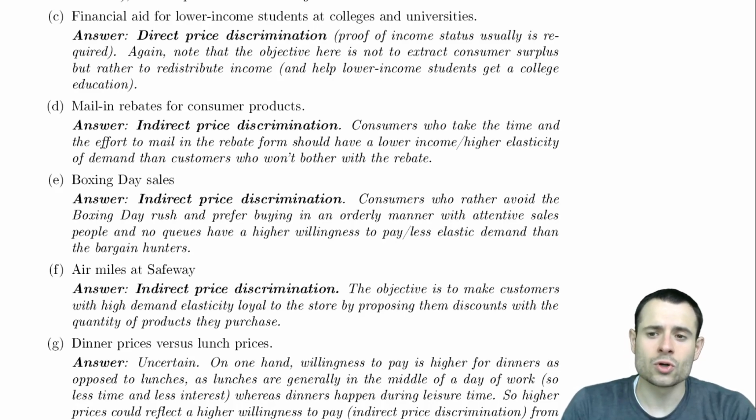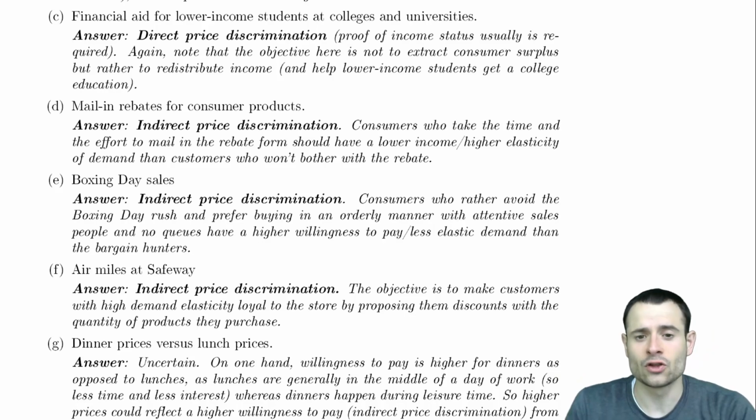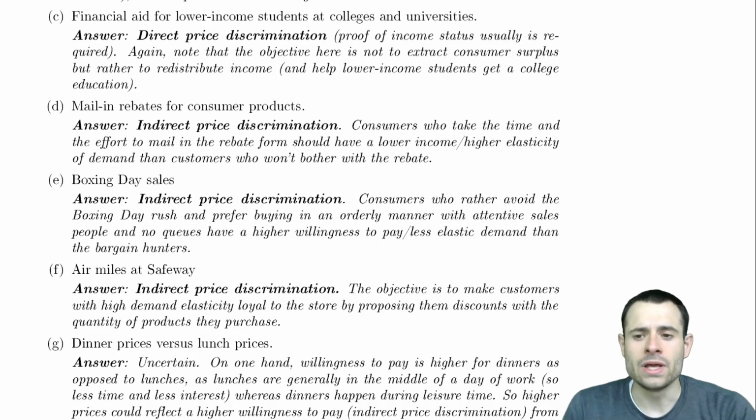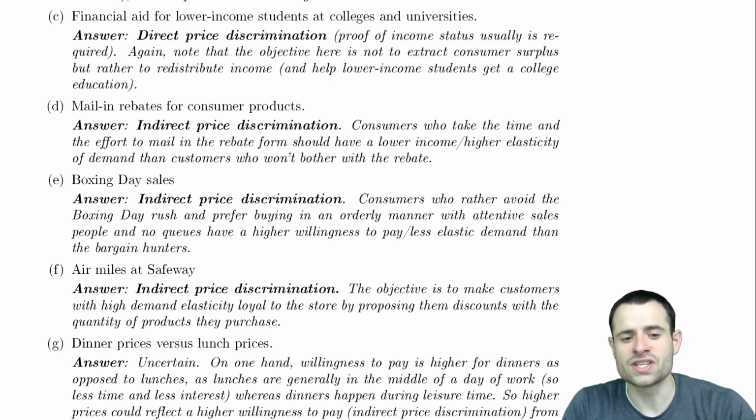In general, consumers who take the time and the effort to mail in the rebate form, to say, I want to get a rebate, should have a lower income or a higher elasticity of demand. The ones who take the time to file a form to get a discount are the ones who are very sensitive to prices. So it is a way to select those customers and to make sure that those customers buy from your store versus another store. It is pretty close to the next example, which is air miles at Safeway, which I'm going to get to in a minute.